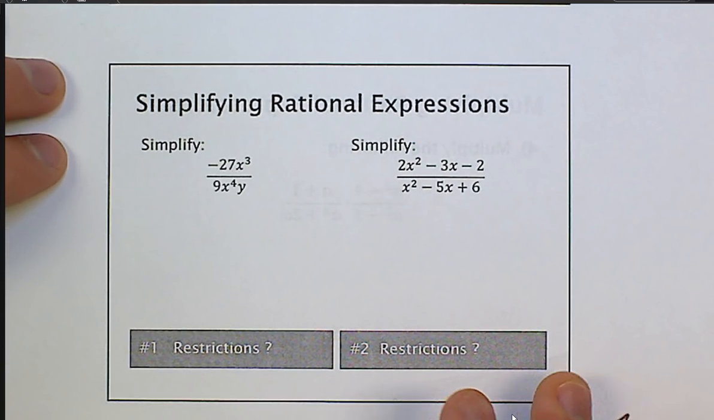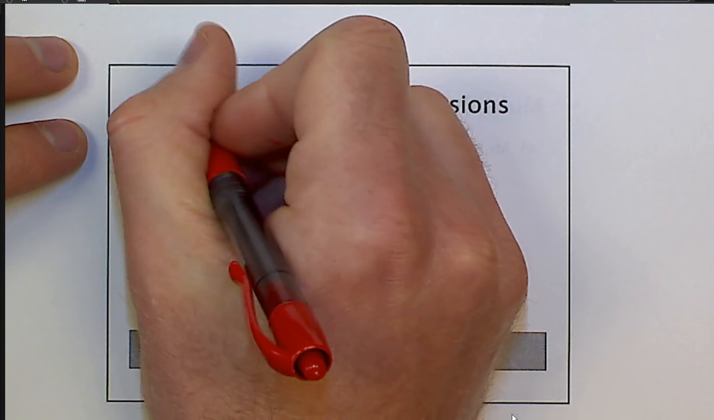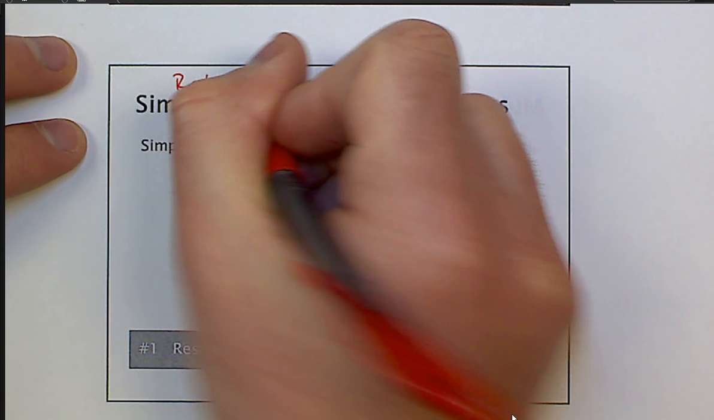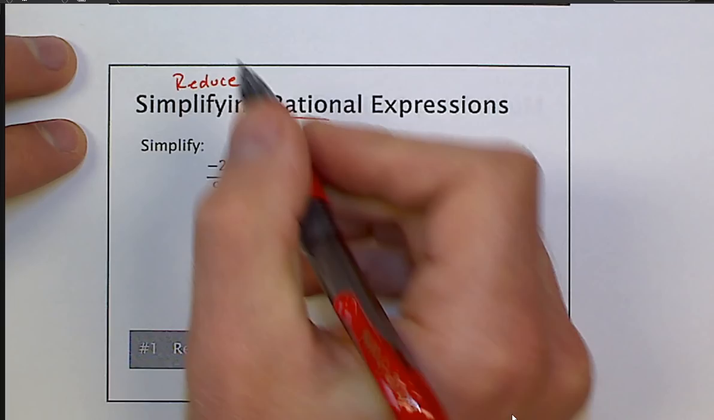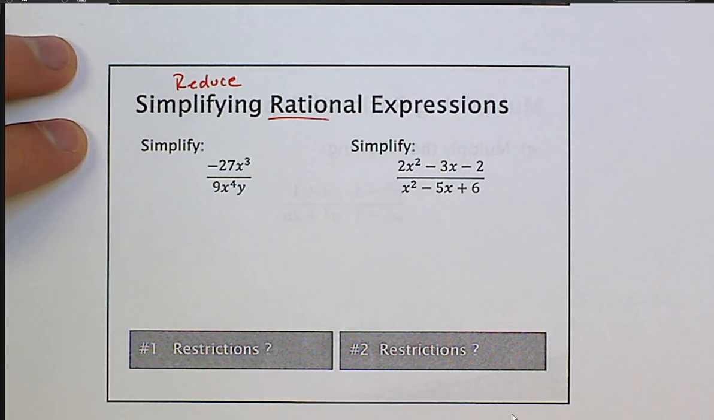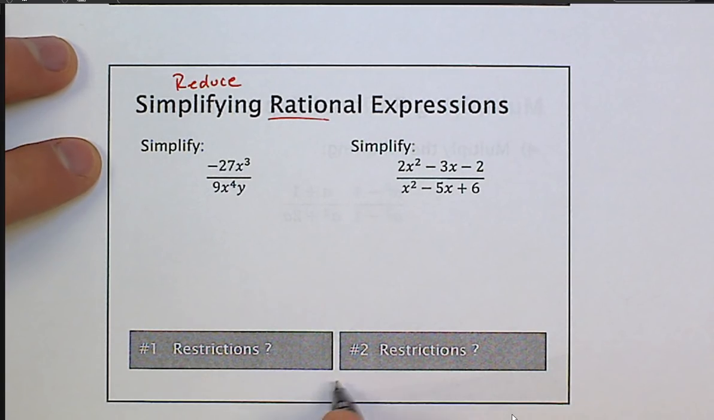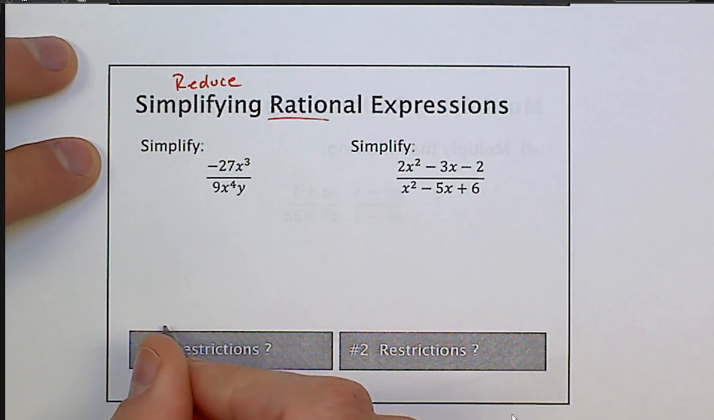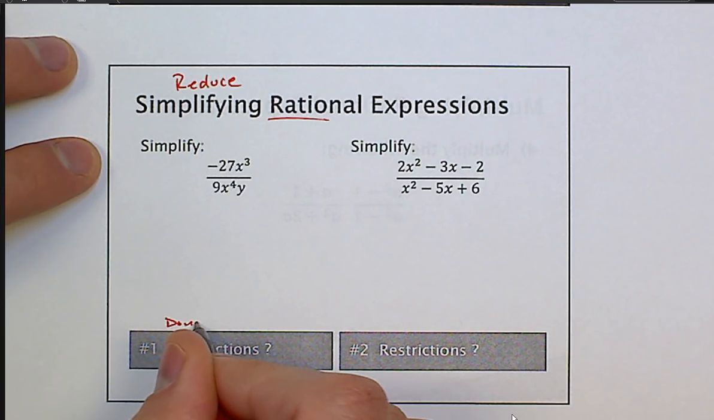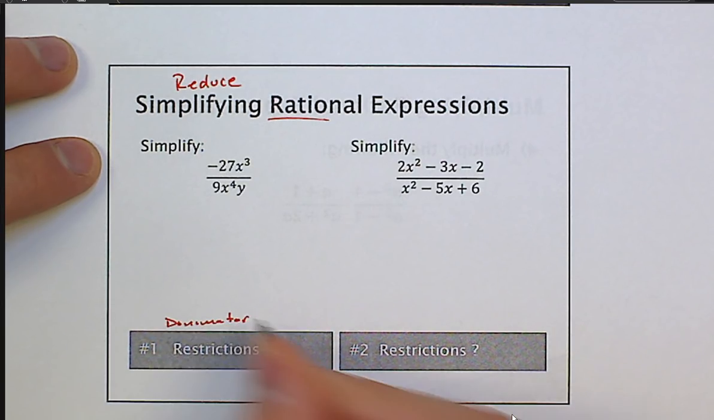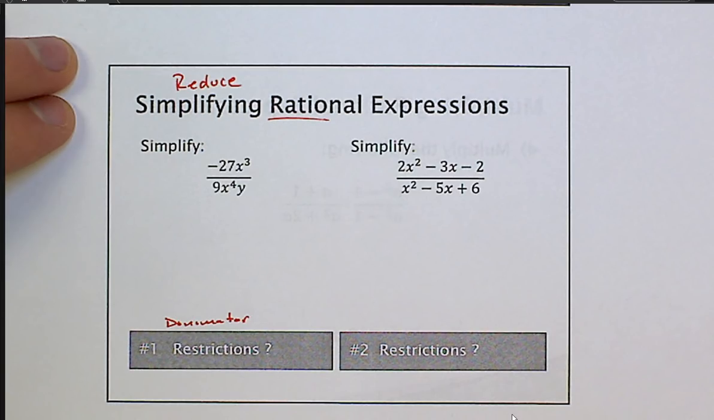So simplifying, another way we can say this, since we're talking about rational fractions, is reducing. We want to reduce these fractions as far as we can go, and that's going to be the idea. Now, you see restrictions. We'll talk about this in a minute, but the restrictions essentially just means the denominator, okay? We'll talk about that when we get to our answer. So let's take a look at the first one.